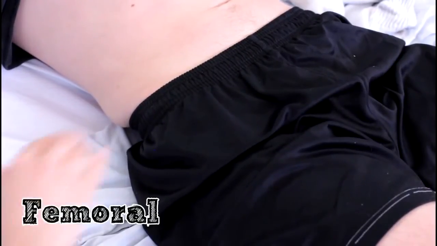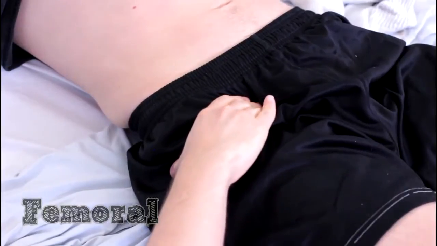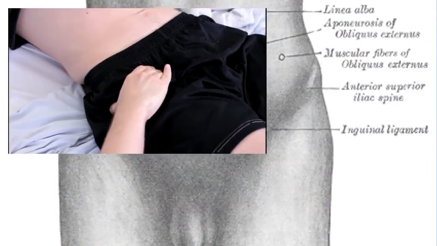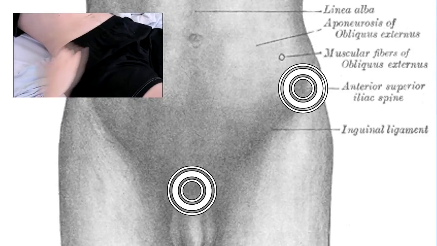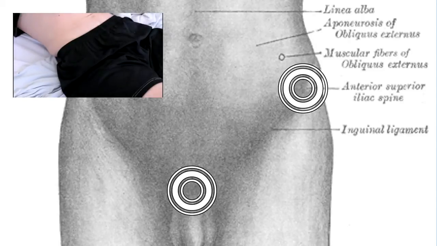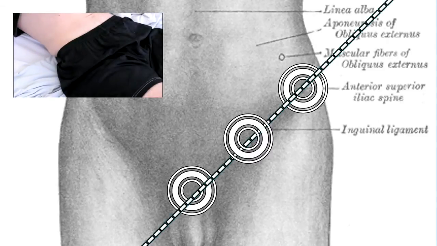The key to finding the femoral pulse is finding the mid-inguinal point. As I'm sure you'll remember from anatomy class, this is located halfway between the ASIS, the anterior superior iliac spine, and the pubic symphysis, which is in the midline. The femoral pulse can be found several centimeters below this mid-inguinal point.